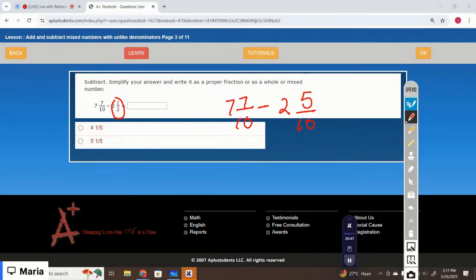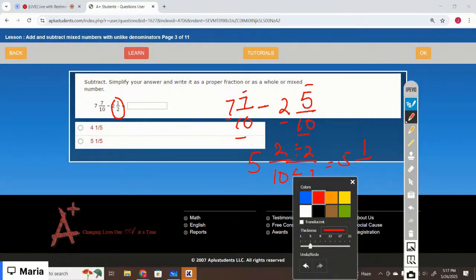Got it? If you have any question, any confusion, you can write it down in the chat box, right? These are very important lessons. 7 minus 2 is 5. Just subtract the fractions. They have the same denominators, now subtract the numerators. 7 minus 5 is 2. That is 2 over 10. Divide them by their common number, that is 2. So 1 over 5.